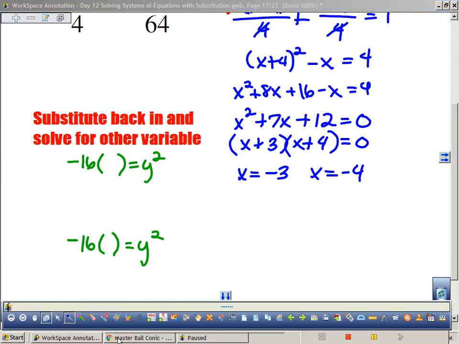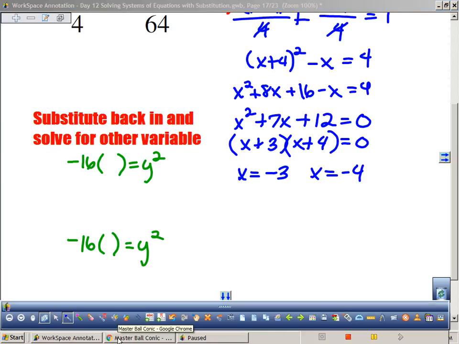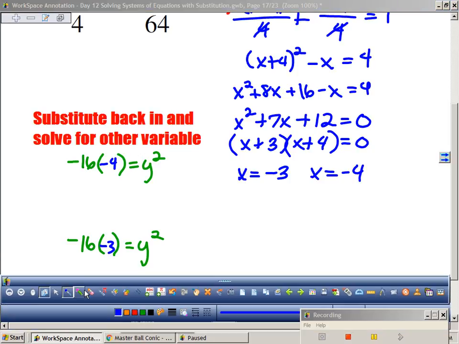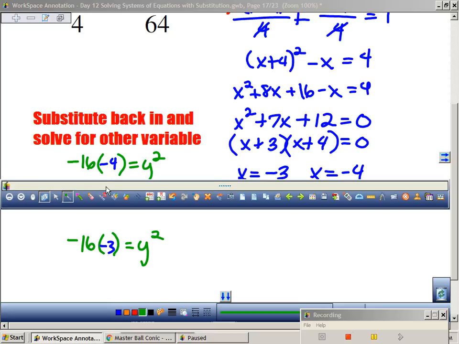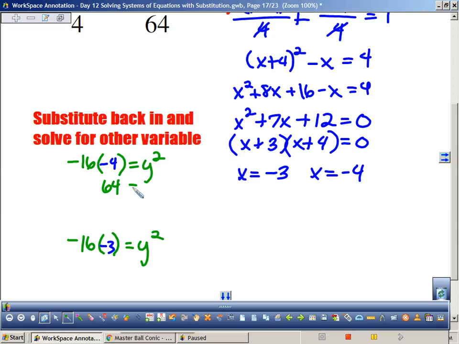You guys are being very good. This is a lot, right? -4, -3. Let's see what happens. When I put -4 in, I get positive 64. 64 equals y squared. That's easy, right? Y equals plus and minus 8, because when you take the square root, you're going to get plus 8 and minus 8.